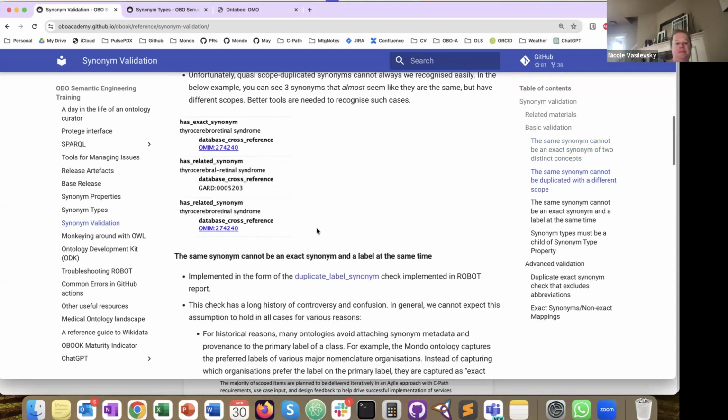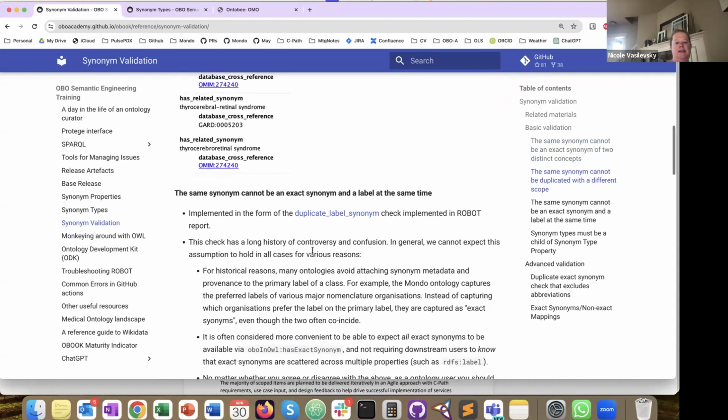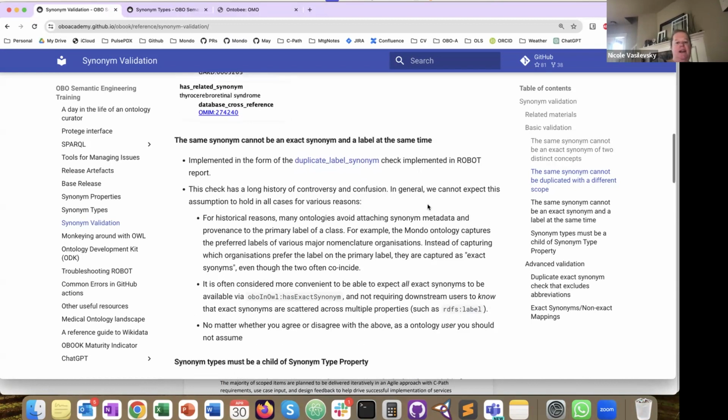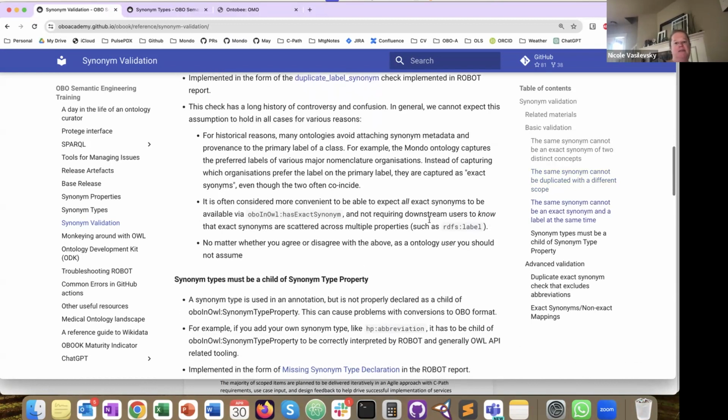And the same synonym cannot be an exact synonym and a label at the same time. So this is implemented as a duplicate label synonym check in the robot report. There's been some controversy and confusion about this. We cannot express this assumption to hold in all cases for various reasons. One, for historical reasons, some ontologies avoid attaching synonym metadata and provenance to the primary label of the class.